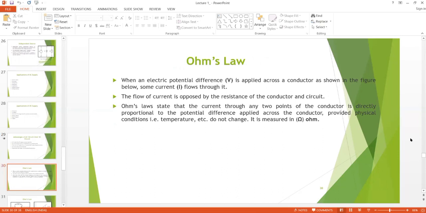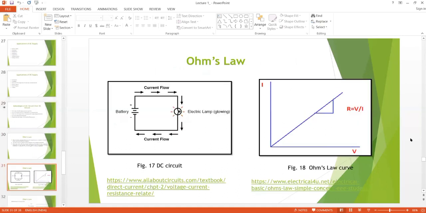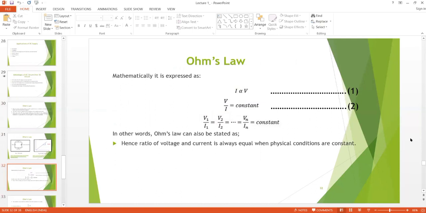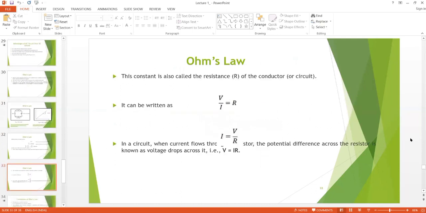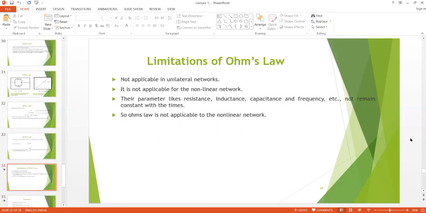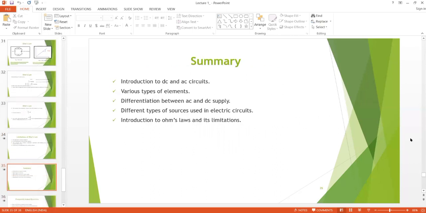So then we are talking about Ohm's law. So Ohm's law, we know very well what Ohm's law is. Ohm's law deals with the voltage and current relationship. You can see that when we are having a V and I relationship, we will get a linear relationship in terms of Ohm's law. And this is the relation V1 upon I1, V2 upon I2, Vn upon In is equal to constant. This constant is also called resistance. You can see the potential difference across it, and there is some limitation of Ohm's law. It is not going to apply in unilateral. It is not applied to non-linear network, and that we discussed.